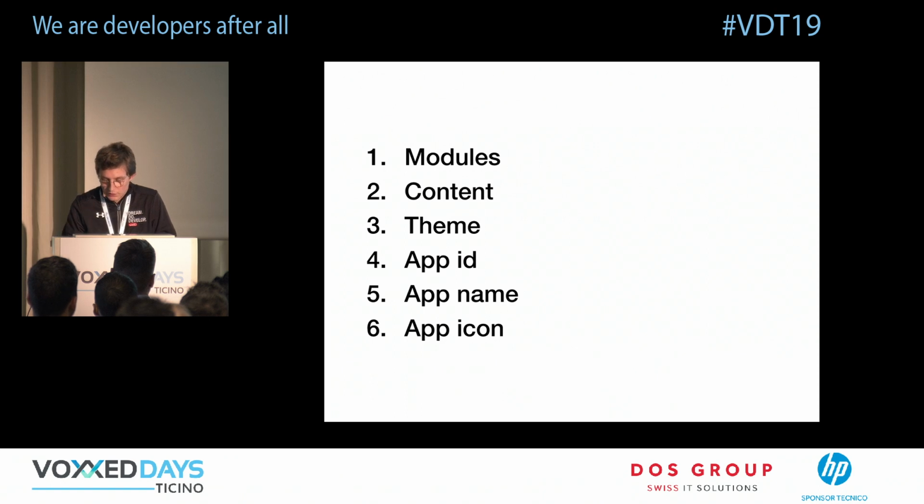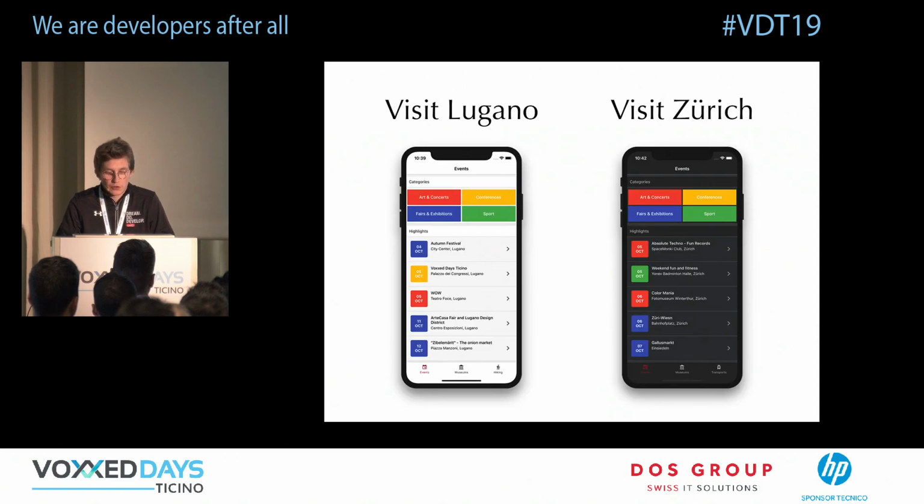As an example, I will take again our applications, Visit Lugano and Visit Zurich, and our framework will be built to produce those two applications. We will do this with React and Node as technologies, but it's a concept you can apply in different contexts. This is just what we chose to do here.